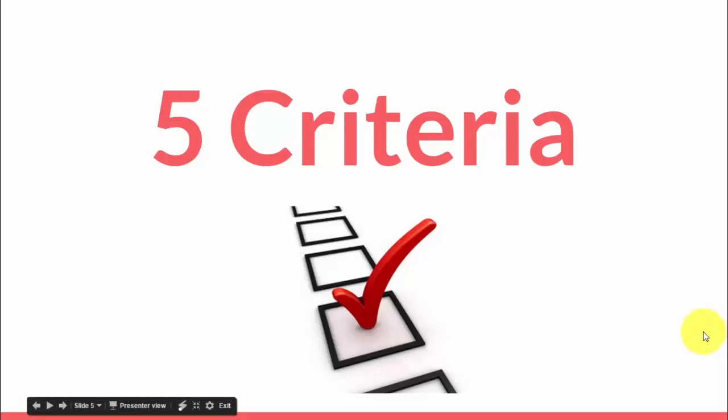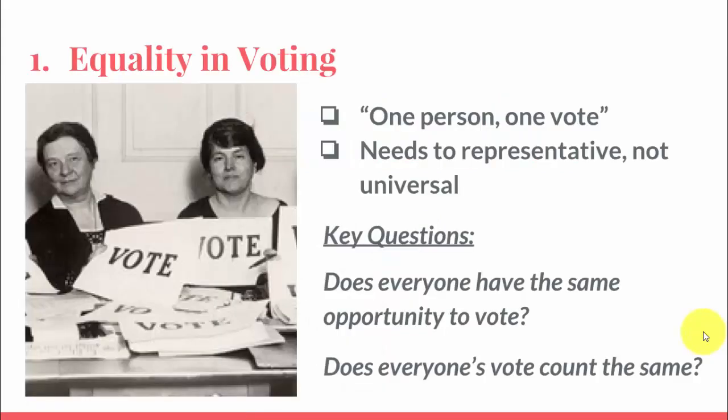The first criteria is equality in voting. There are 2 aspects of this. First, does everyone have equal access to the voting booth? Second, once they've voted, do all of their votes count the same? This second concept is known as one person, one vote. Remember that. We're going to come back to it. A confusing part of equality in voting is the idea that voting does not need to be universal, it just needs to be representative. Does everyone have access if they wanted to? And if they wanted to, does their vote count the same?